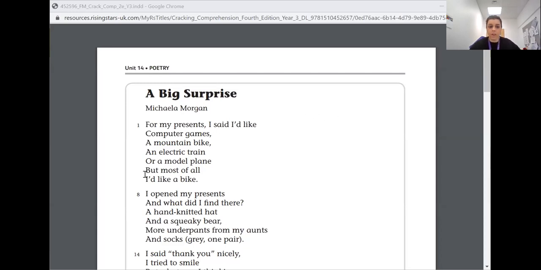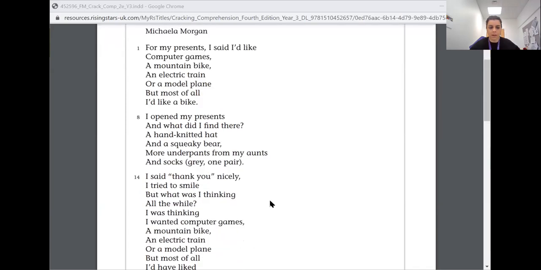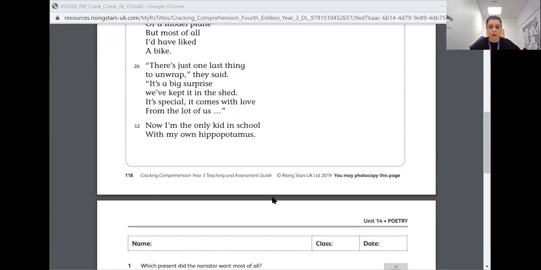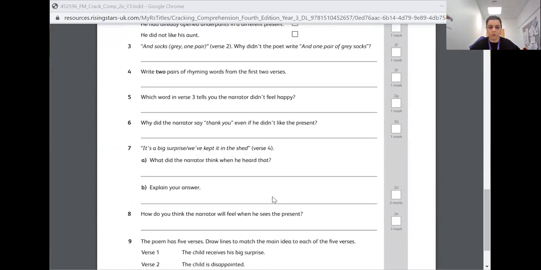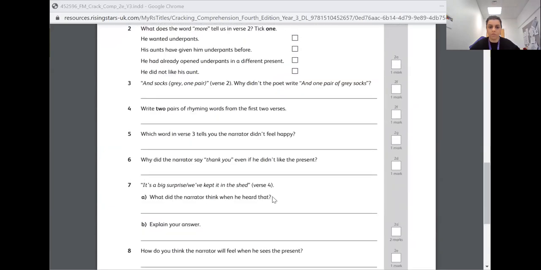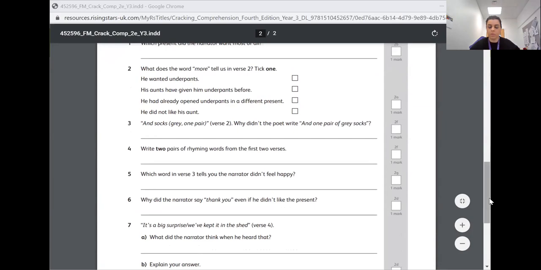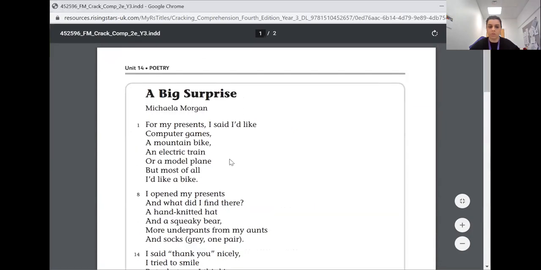And remember, we've got our verses, like I said earlier on, and the lines are numbered. So you've got line 1, 2, 3, 4, 5, 6, 7, 8. And they are numbered as you go down. And then at the bottom, you've got some questions. So I'm going to go through this with you tomorrow. This is the task you'll need in tomorrow's comprehension. It's called A Big Surprise and it's also a poem.